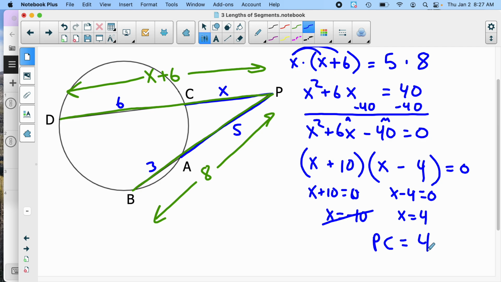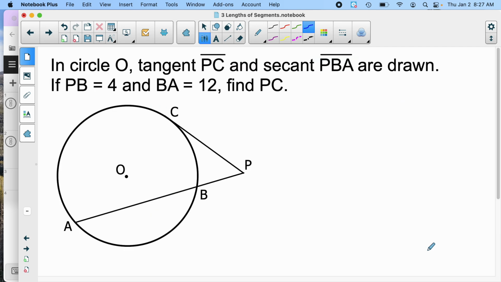Hey, let's try another one here. Let's talk about a tangent and a secant. Maybe you want to try this one on your own. Pause the video if you're brave. All right, how'd it go? Let's see how you did. It looks like PB has a length of 4 and BA has a length of 12. PC is what I'm looking for. Let's call that x.